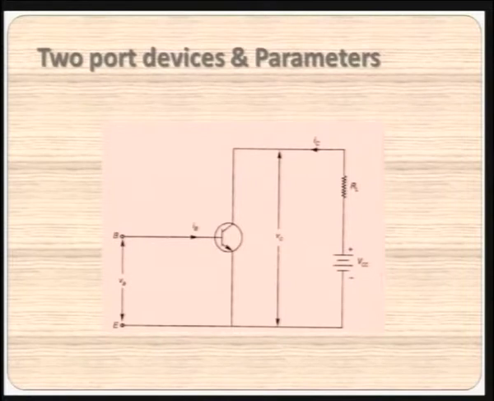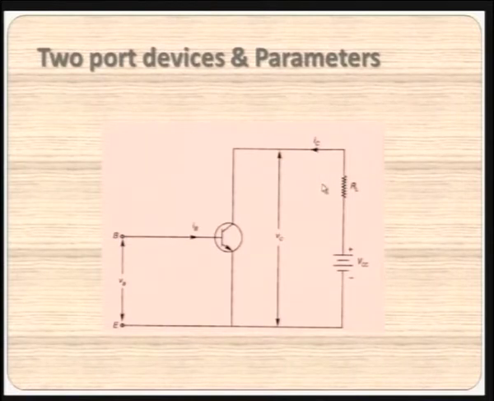Now, let us see a typical transistor and correlate the 2 input variables and 2 output variables that we have considered. Let us have a look at the transistor circuit now. This is the transistor circuit. So, here IB is equivalent to the I1 that we have seen in the 2-port network. Similarly, VB is equivalent to V1. Here VC is equivalent to V2 and IC is equivalent to I2.